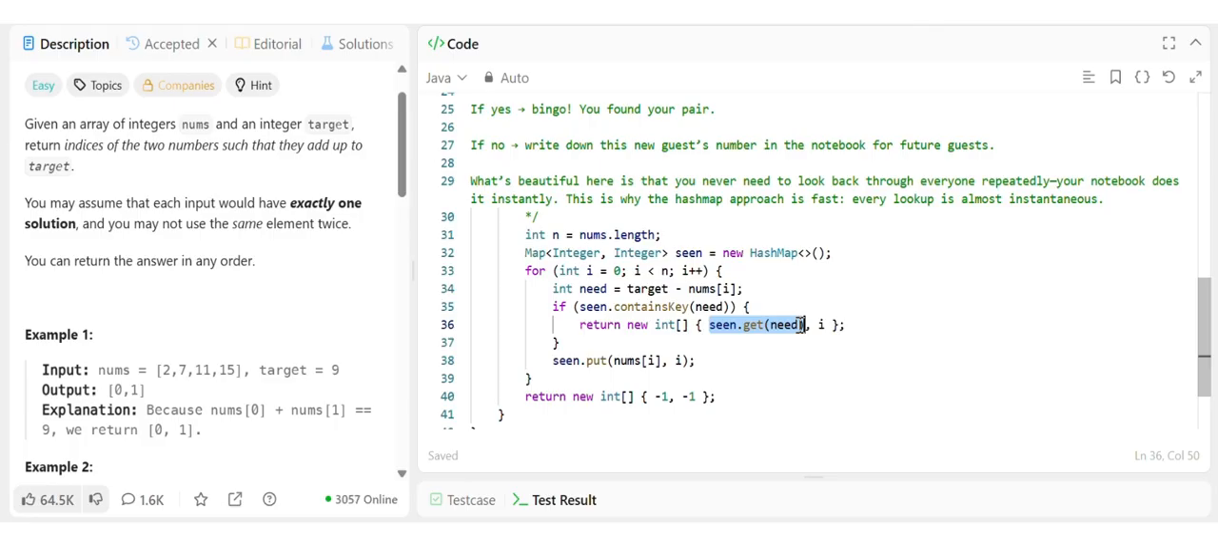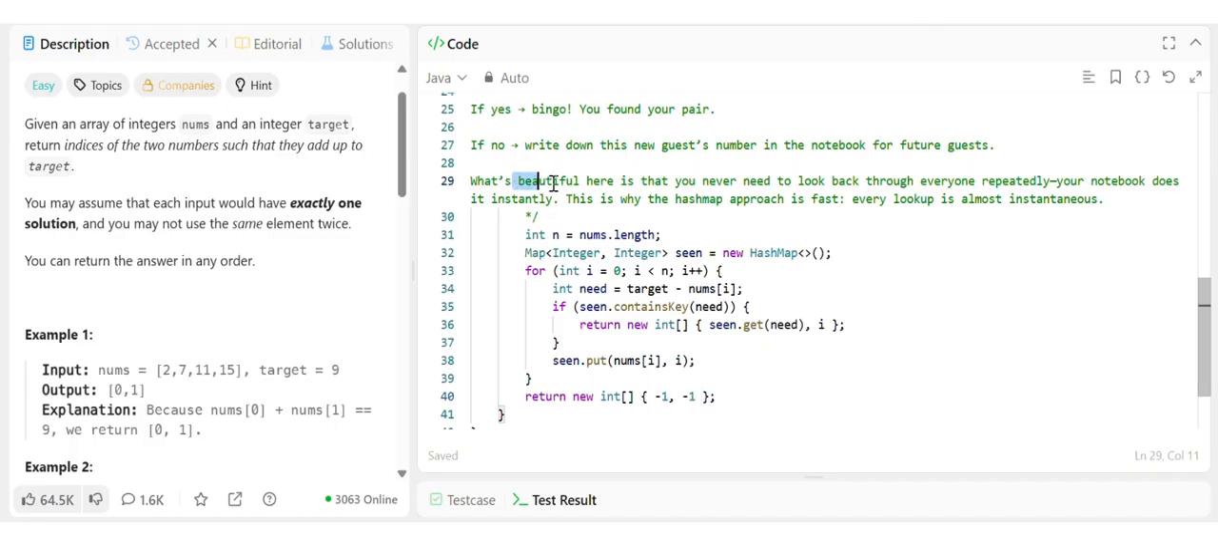And if not, we will open the notebook and put this person's number and the position in the notebook. We will keep on doing this. If we find an actual pair, then we will return the array containing the two positions whose numbers add up to the target. If not, we will return -1, -1.